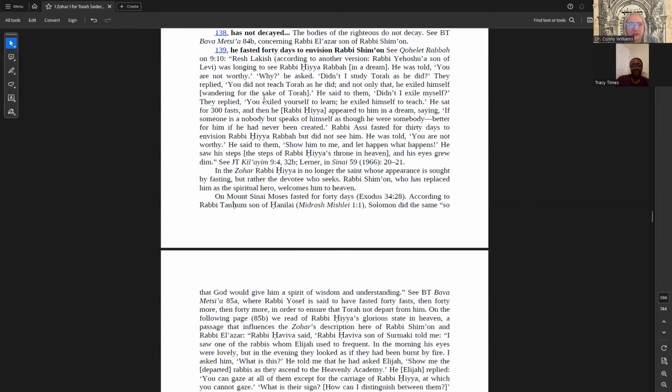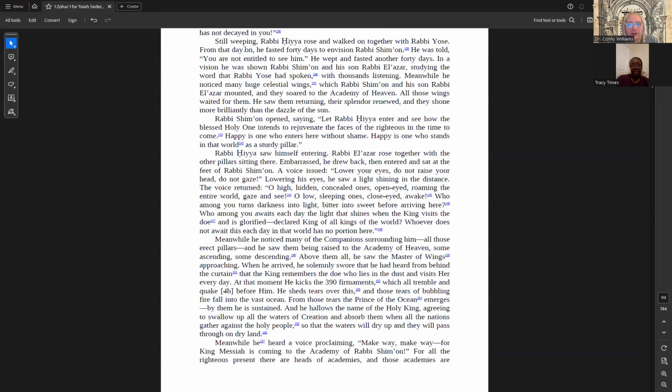All right, let's see what the note said. Has not decayed. The bodies of the righteous do not decay. Oh, okay. I wonder what is meant by that. They could be talking about the valley of the dry bones, basically, that they will be resuscitated. But if we dig up somebody's grave, more than likely the flesh will have gone to the dust.